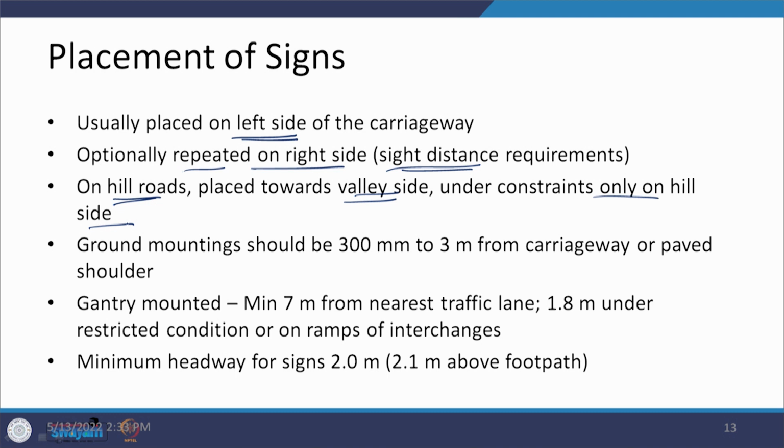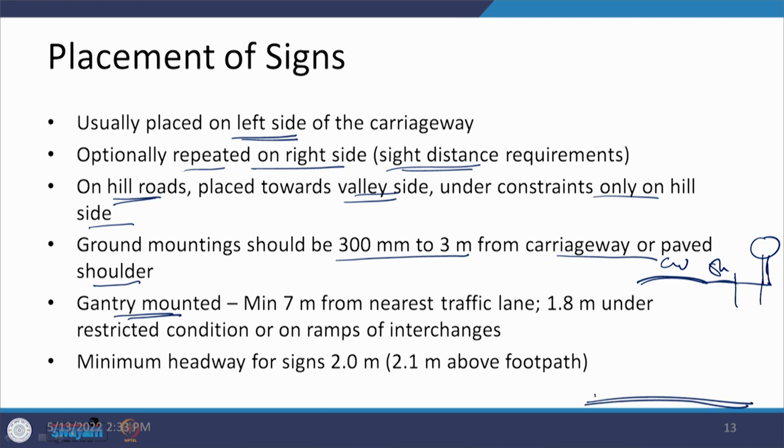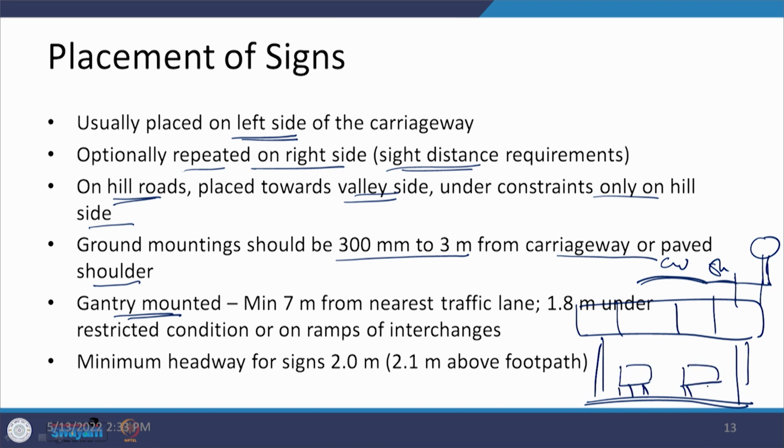Now, ground mountings should be 300 mm to 3 meters from the carriageway or the paved shoulder. So, we have a carriageway like this, and say if we also have a shoulder, then whatever is mounted in this form, this distance can be like 0.3 to 3 meters in this way. In certain cases, we need to go for a gantry mounted system. Gantry mounted system means that you have a roadway and then there is a gantry provided in this form, and the signs are placed at the top in this way, and the vehicles are moving at the bottom like this in their different lanes.